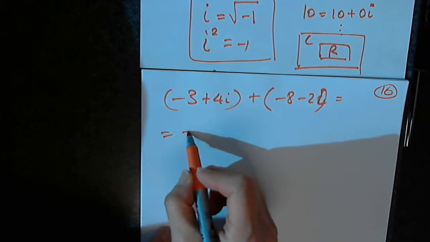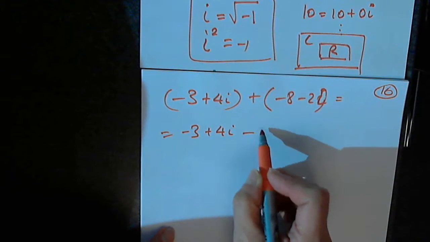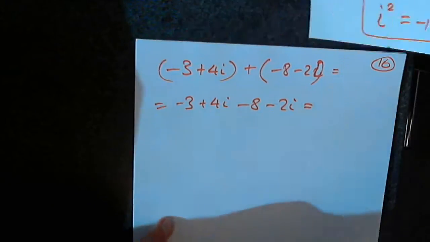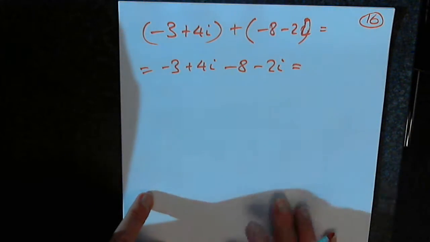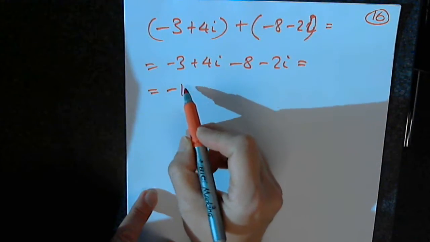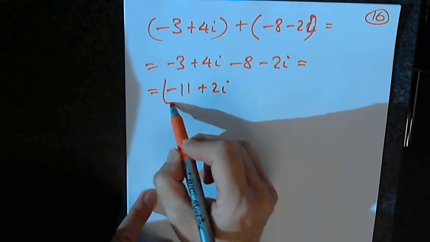So then negative 3 plus 4i minus 8 minus 2i, all I have to do is combine like terms. So let's combine like terms. What will you tell me to write? And the order has to be the real part plus the imaginary part. That's it.